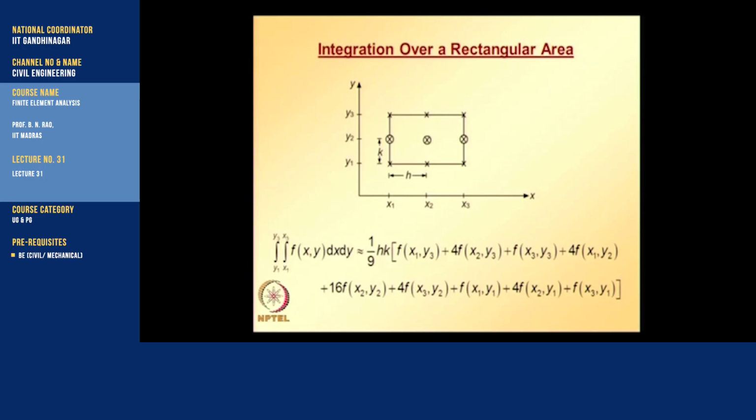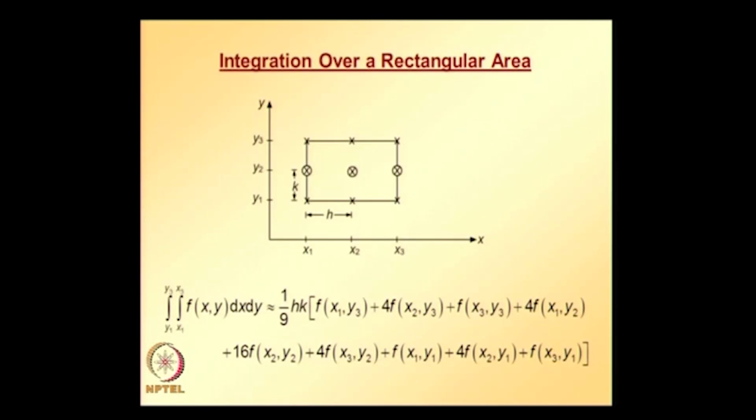So, the area integral of f(x, y) between the limits x1, x2, y1, y2 is given by 1 over 9 hk times: the function evaluated at (x1, y3), plus 4 times the function evaluated at (x2, y3), plus the function evaluated at (x3, y3), plus 4 times the function evaluated at (x1, y2), plus 16 times the function evaluated at (x2, y2), plus 4 times the function evaluated at (x3, y2), plus the function evaluated at (x1, y1), plus 4 times the function evaluated at (x2, y1), plus the function evaluated at (x3, y1).